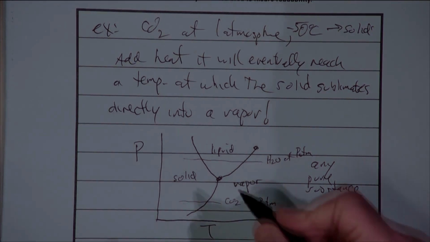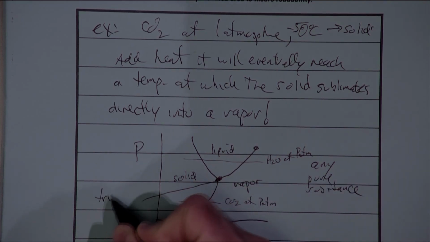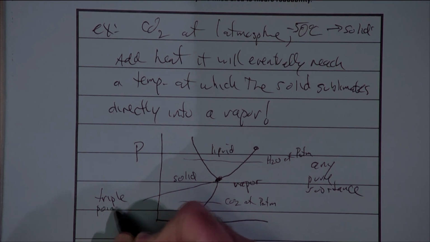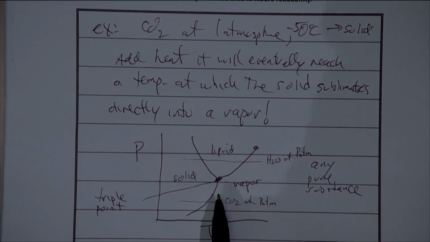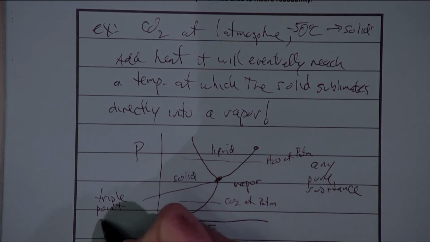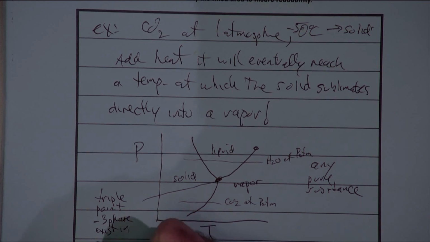Let me identify some points here. This big dot right there, right in the middle, is called the triple point. The triple point is where the solid and the liquid and the vapor phases all exist in equilibrium. There's only one single point, but if you happen to have any pure substance at exactly the pressure and temperature of that triple point, then you will have all three phases that exist simultaneously. So that's the triple point. The three phases exist together in equilibrium.